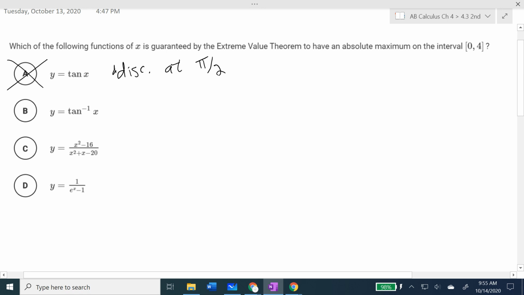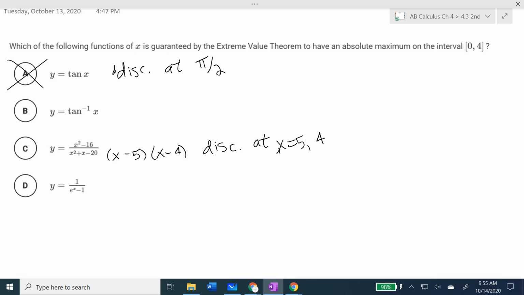For C, the denominator factors, and I'm assuming you already found that it factors 2x minus 5, x minus 4. That means that this function is discontinuous at what two x values? Now, 5 is not in the interval, but 4 is an edge of the interval, and it has to be continuous through to the endpoint, and it's not. So C is out.